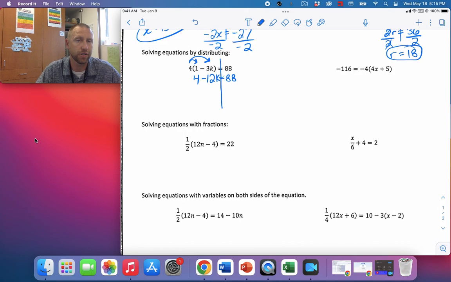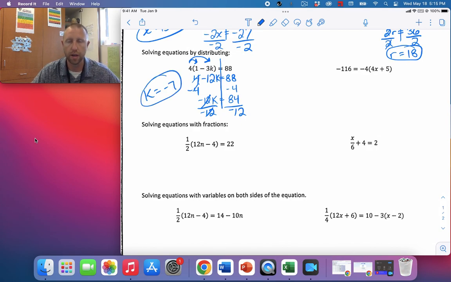All right, and now it's just a two-step equation. I'm going to subtract 4 from both sides first. That will get me negative 12k equals 84. 88 minus 4 is 84. And then divide both sides by negative 12. A positive divided by a negative is a negative. So I know k equals a negative number. And then 84 divided by 12 is 7. All right, so pause the video. You try the right-hand side.